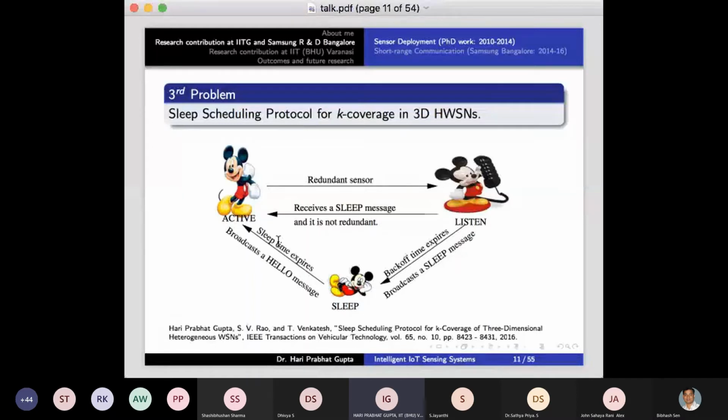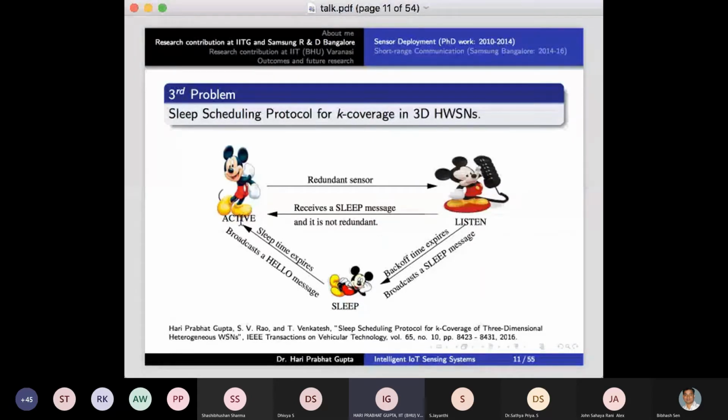We can use some sleep scheduling protocols. So initially we deploy more than what we are required, and then we use a scheduling protocol so that if a sensor is redundant, that means the region is covered by other sensors, then the sensor goes into the sleeping state and other sensors come into the active state for covering that region. After some time, this sensor goes into the sleeping state and the previous sensor, which was in the sleeping state, comes into the active state and covers this region. So this is the sleep scheduling protocol.